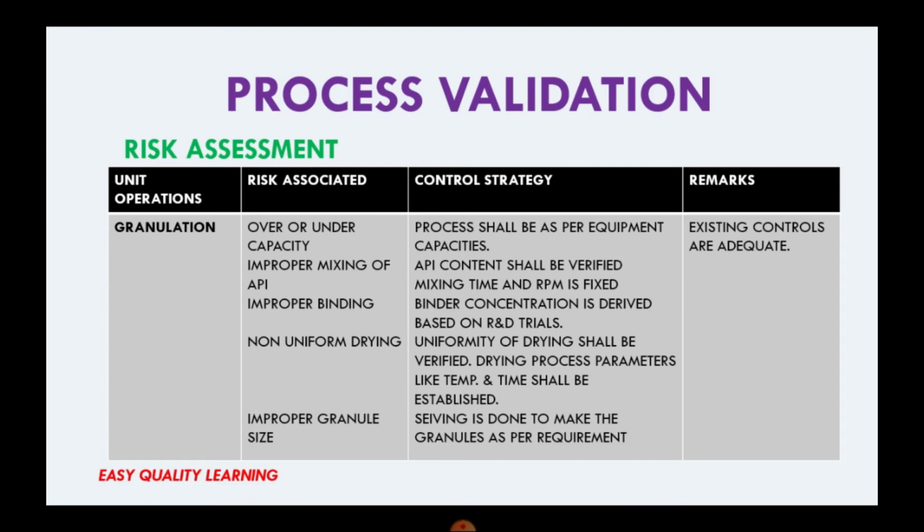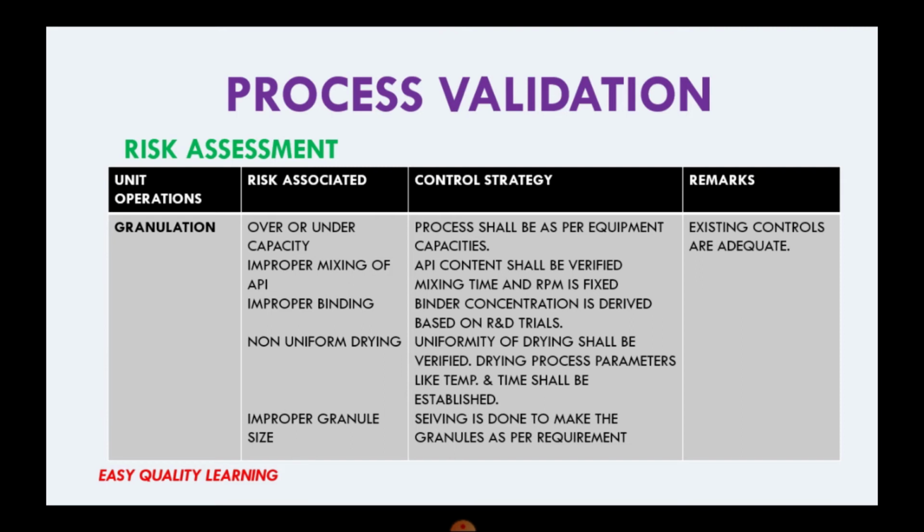So in granulation, what are the risks associated? Over or under capacity of the equipment. Since we are doing process equipment qualification, in equipment qualification we come to know our equipment capacity and that is verified also. So the process is established as per your equipment capacities only. Then improper mixing of API can occur during granulation. So API content shall be verified, and mixing time and RPM are fixed.